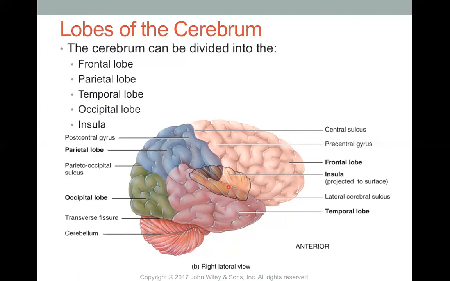These four lobes are created by either sulci or fissures, creating the division here. So here we're showing you the parieto-occipital sulcus, transverse fissure here, and so forth. The cerebral lobes, we said we named them, and then that fifth part, the insula, can't be seen.